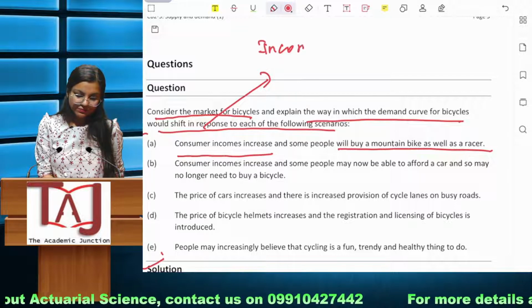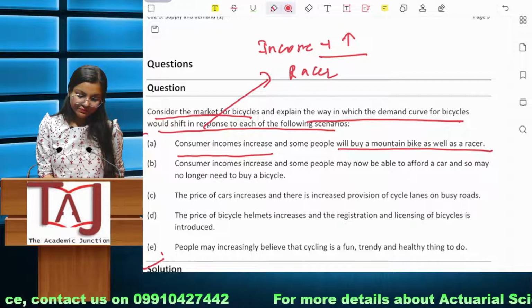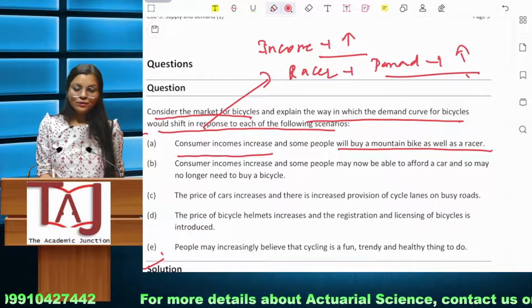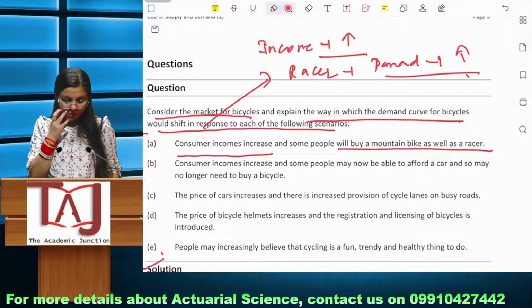Income rising, people buying racer, demand for bicycles will increase. So this will lead to rightward shift of your demand curve.